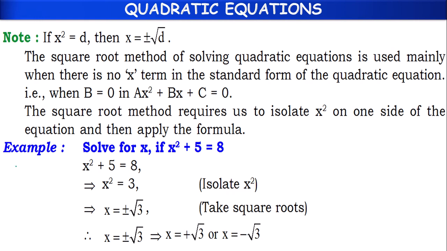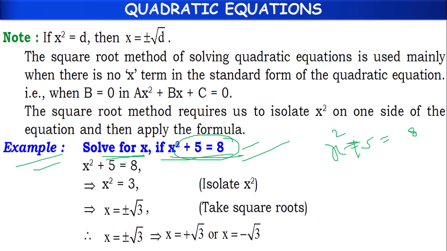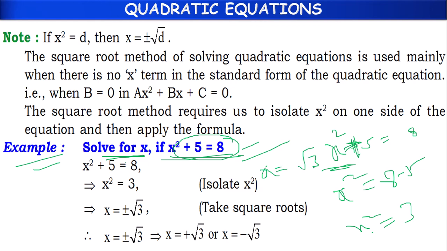Suppose in this example, solve the equation for x. If x square plus 5 equals 8, how to find the x value? For solving it, we have to isolate the x square term. x square equals 8 minus 5, or x square equals 3, or x equals root of 3.